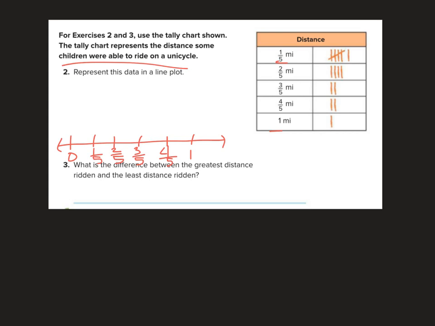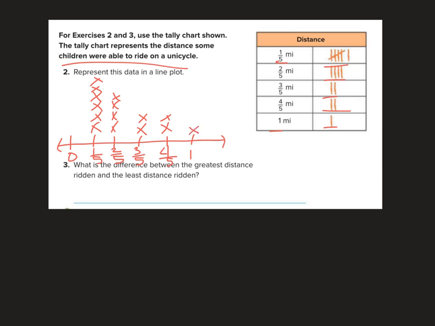Okay, so how many 1/5? I have 6. How many 2/5? I have 4. How many 3/5? 2. How many 4/5? 2. How many 1s? 1. There's my line plot.